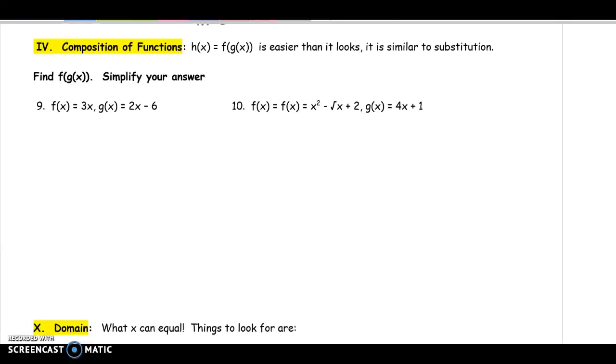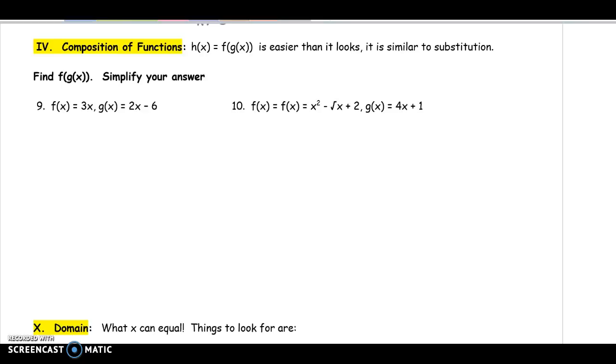In composition of functions, what we are doing is taking two functions, usually f and g, and we are combining them in some way to create a new function. So yesterday we added, subtracted, multiplied, and divided f and g to make a new function. Today we are going to actually plug one function into another to create a new function.